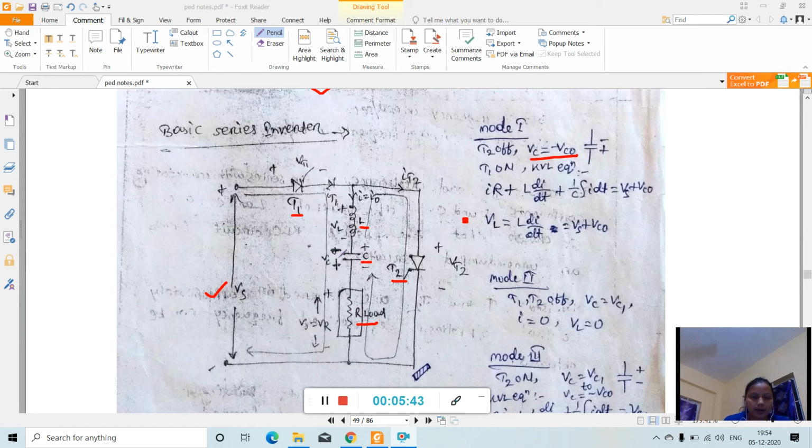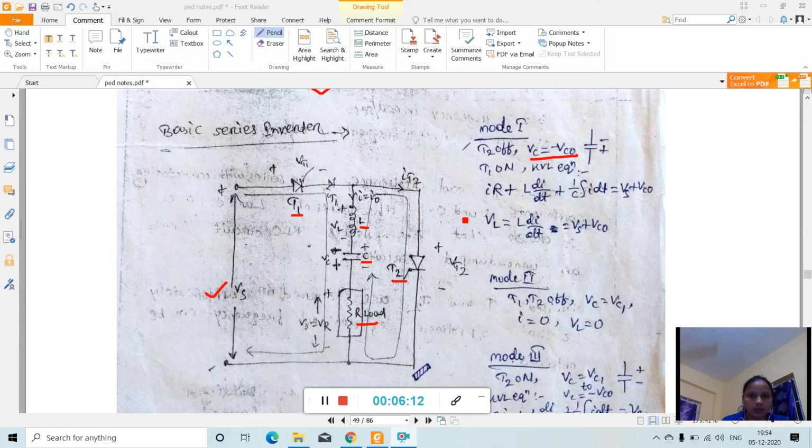So the upper plate is negative and the lower plate is positive in the capacitor, and the voltage across the capacitor is assumed as minus VCO. This is the predefined value of VC. Okay, and the output voltage V0 is across the R load. Initially T2 is off.